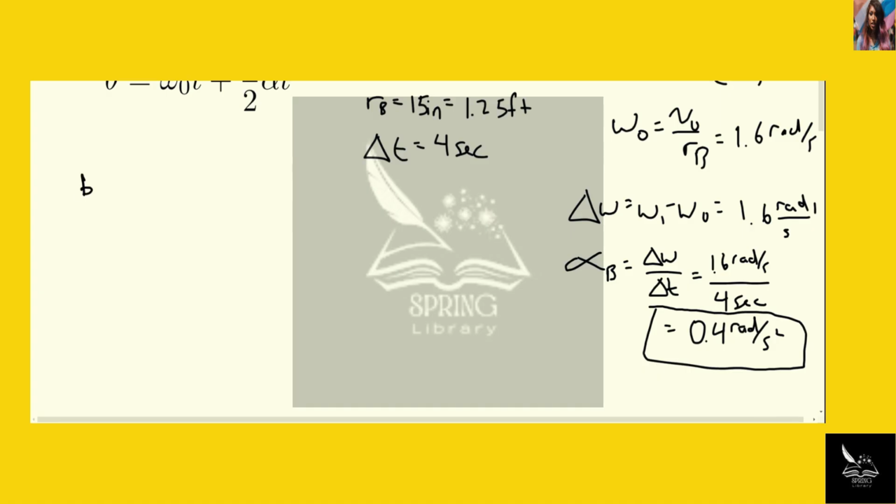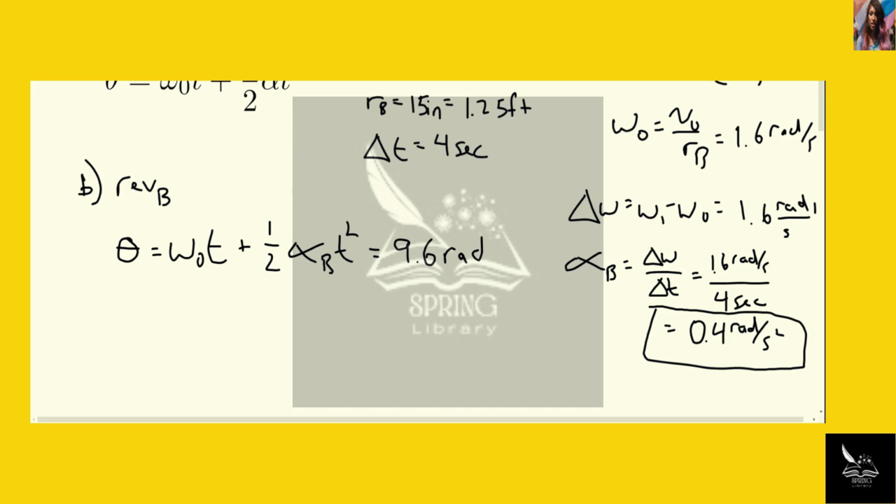So for part B, we're looking for the number of revolutions that drum B makes. What we can do in this case is say that the angle in radians is equal to the initial angular velocity times time, delta T, plus 1/2 times the angular acceleration of B times time squared. This is very similar to the kinematic expression. We know that W naught is 1.6. We know that time is 4. We know that the angular acceleration of drum B is 0.4. So we can put all those numbers together and we get 9.6 radians.